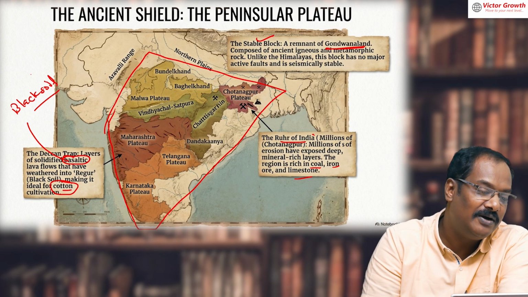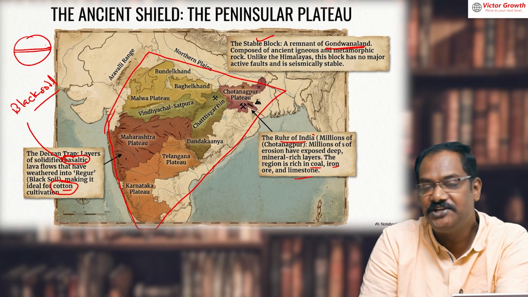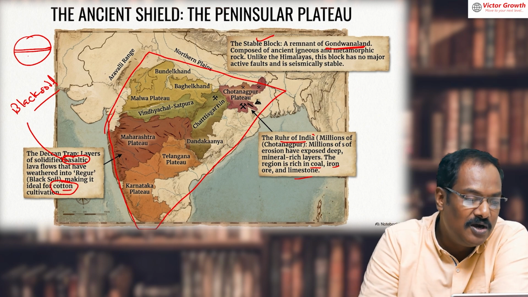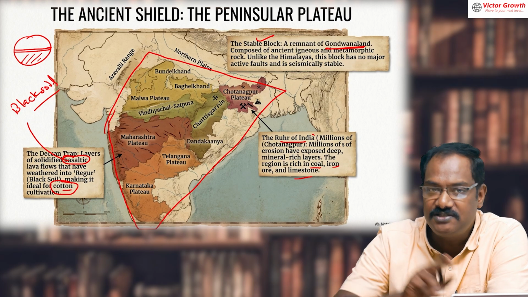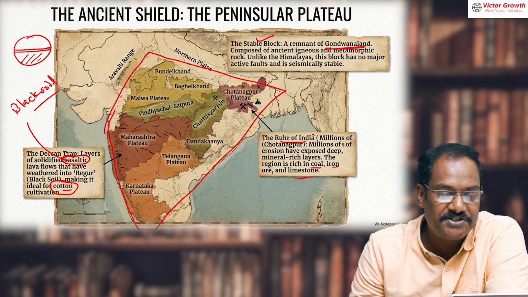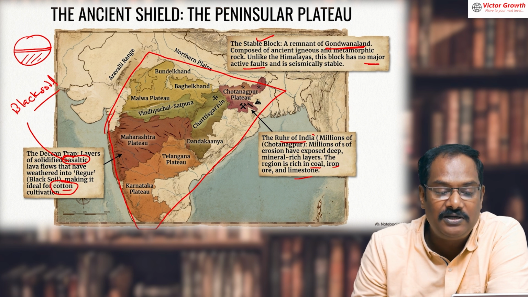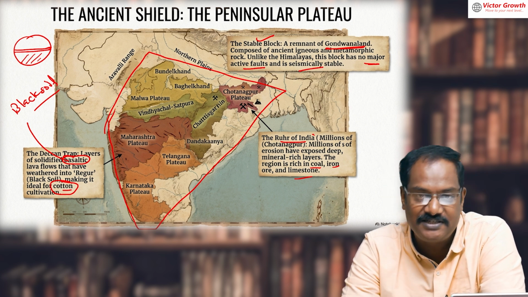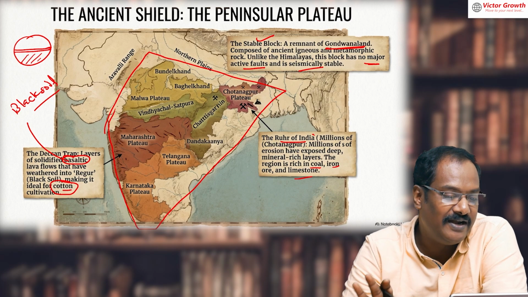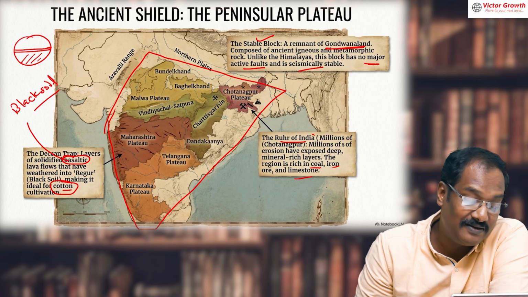In world geography, we learn that the Earth is divided into two: Laurasia and Gondwana. Gondwana is the southern part. So this was part of Gondwanaland that crossed the equator and came to Eurasia. Unlike the Himalaya, the block has no major active fault or seismic activity. I told you the most stable, largest and oldest part of India is the Peninsular Deccan Plateau. They will ask you this one.